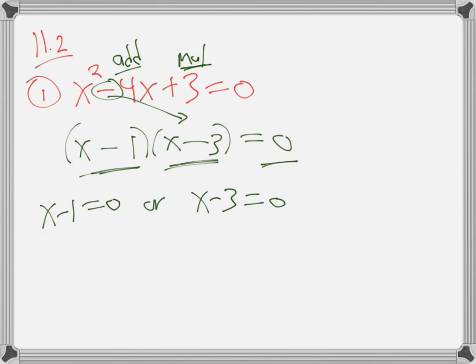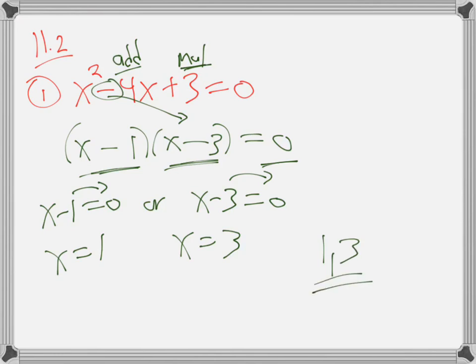Right? Either way. And then just bump the 1 over, bump the 3 over. So x is 1, x is 3. Like that, and we're done. And they want you to type them both in with a comma. 1, comma 3. Good. All is well. I'm going to move on if you are good.